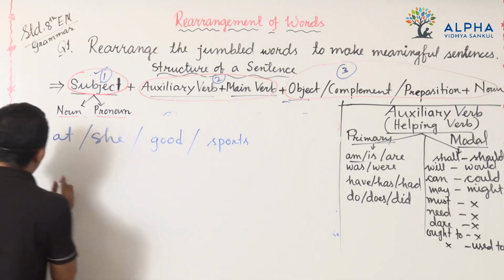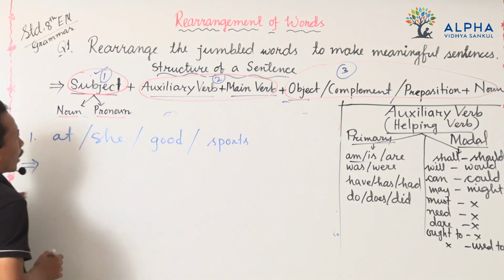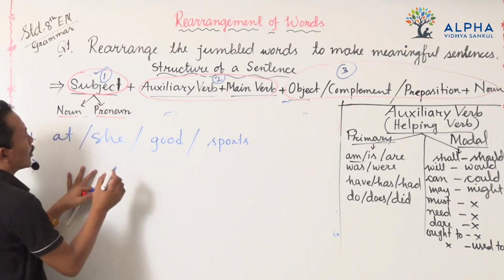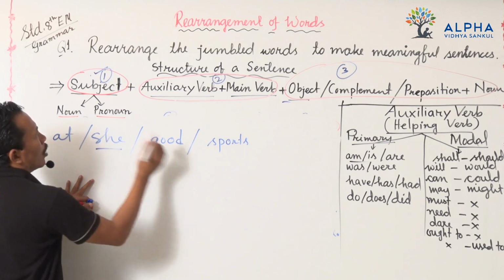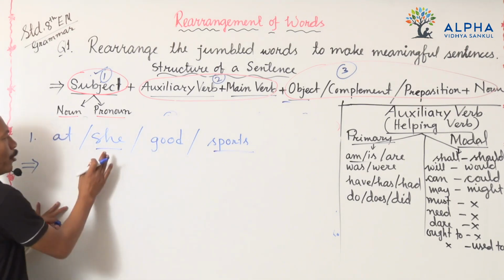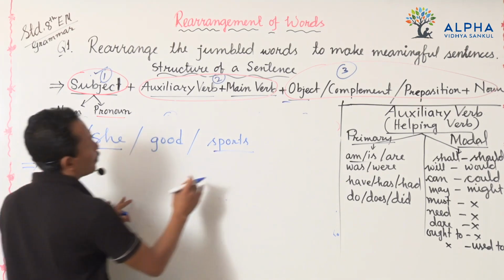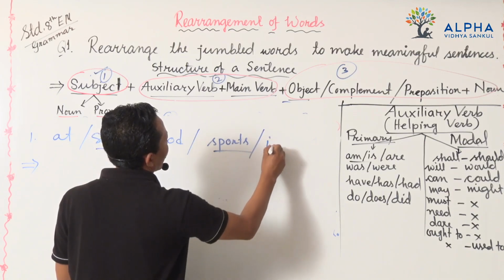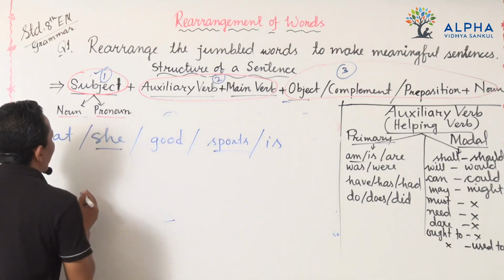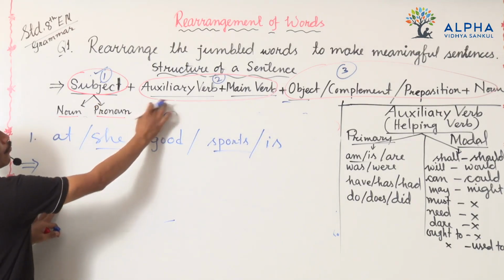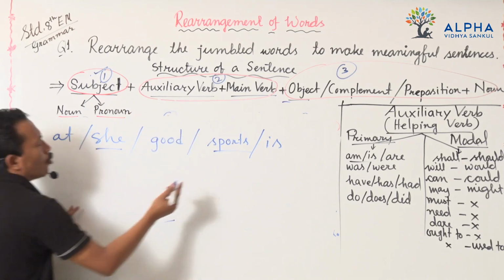Students, how can we make this? I told you that the first is subject. Subject should be pronoun or noun. And if we take C, after the subject there will be verb. See how many verbs? Only one is here.